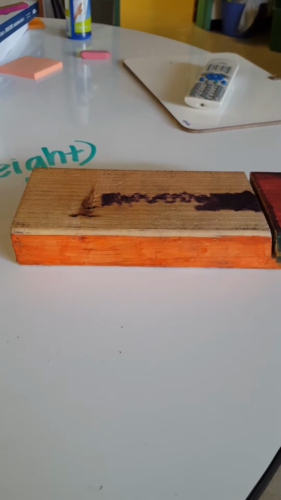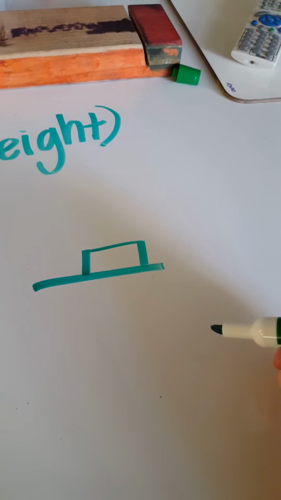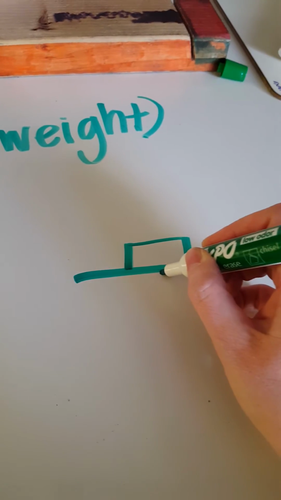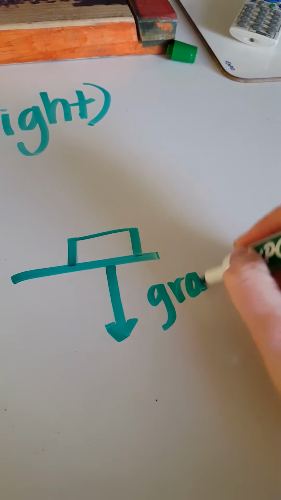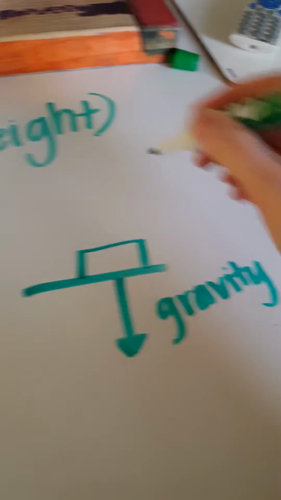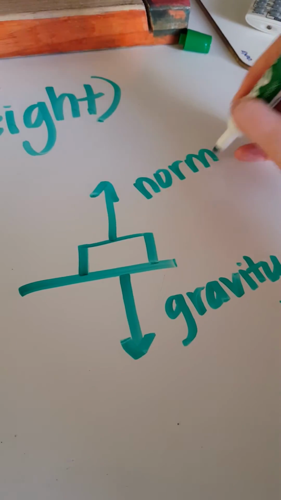Now, it says that normal force is always acting as a push at a right angle of the surface that it's in contact with. So let me kind of draw you a picture of what that looks like. If we're talking about our block here, here's my table, and here's my block resting on my table. Well, my block we know is experiencing gravity, pulling down, and it's also having the table push up against it, which is our normal force.